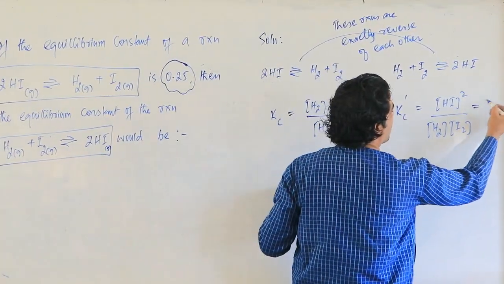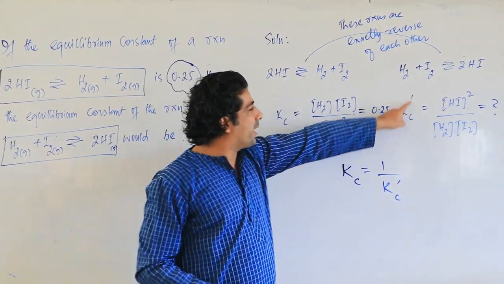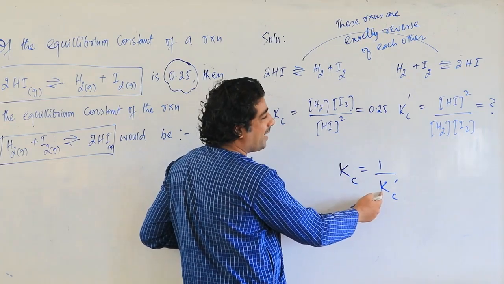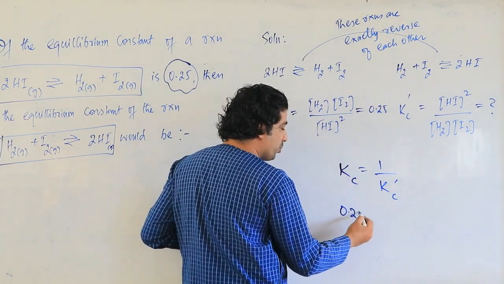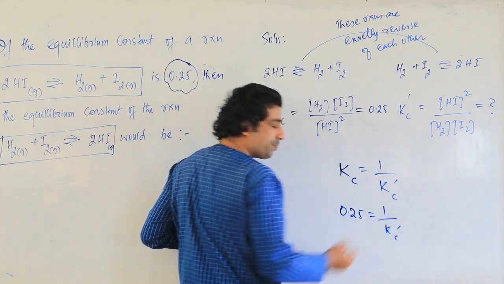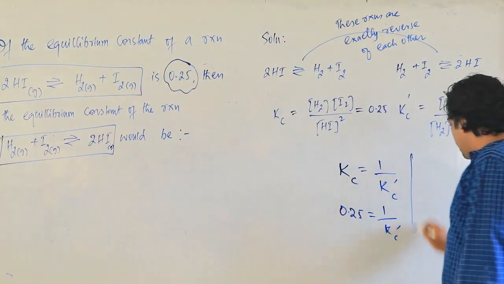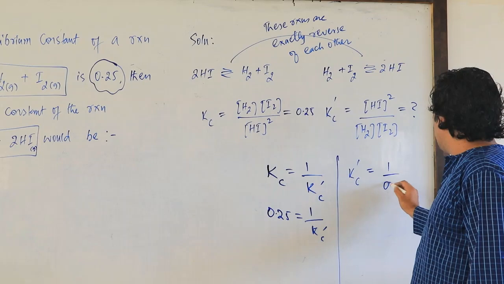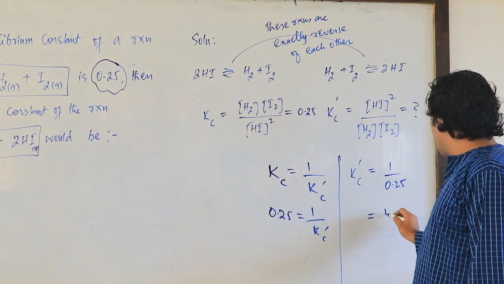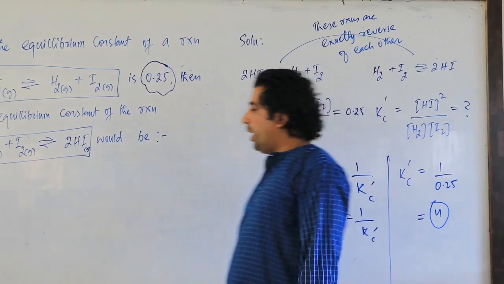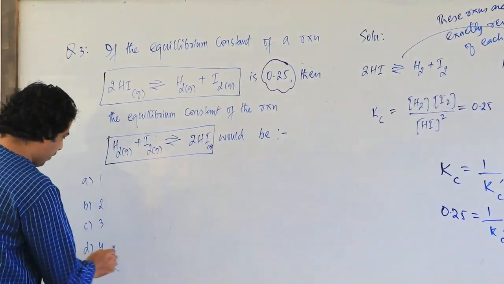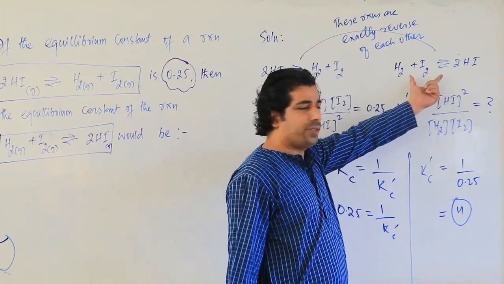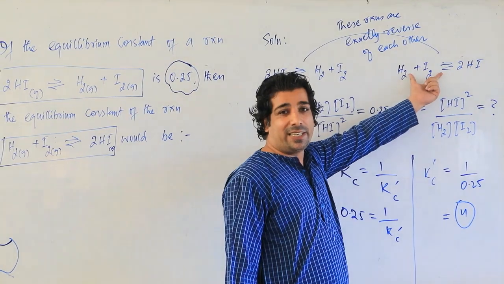And how much is the value of this? We don't know. So that means we have to find out Kc dash. This is the relationship, inversely related they are, my dear friends. What is Kc equal to? 0.25, so I have written 0.25 is equal to 1 upon Kc dash. Now, my dear friends, Kc dash is equal to 1 upon 0.25, that 1 divided by 0.25 is equal to 4. So our answer is 4, my dear friends. So the equilibrium constant for this reaction will be Kc dash, and that is 4.